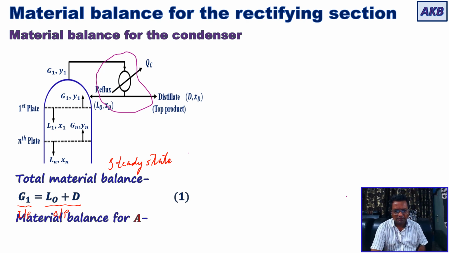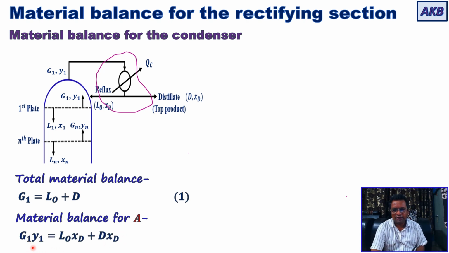Then we will take the material balance for A. Why A? A is the more volatile component. Okay, so the material balance for the more volatile component. Again, we are going to take it at steady state. Input is equal to output, that is, input of A is equal to output of A.